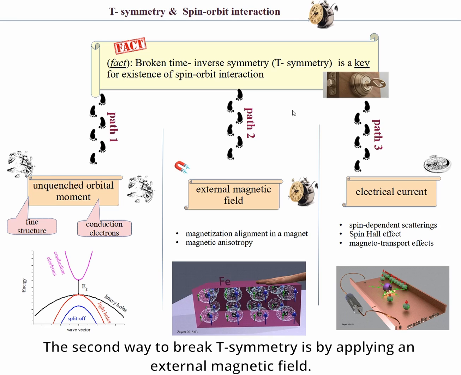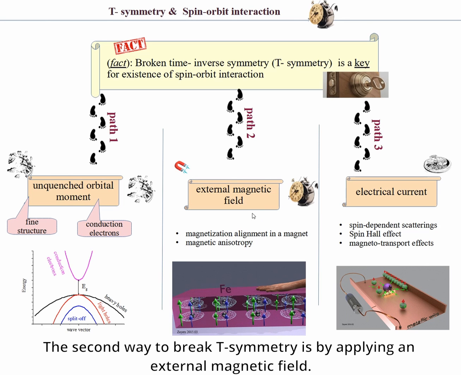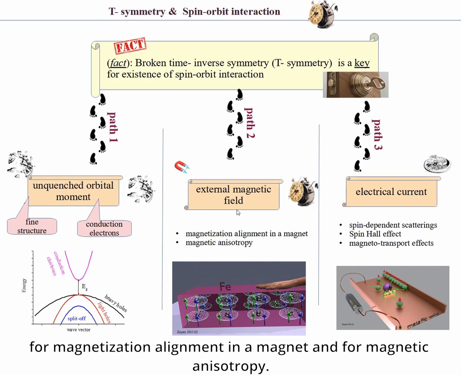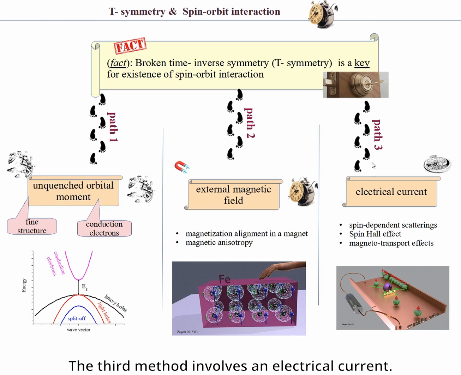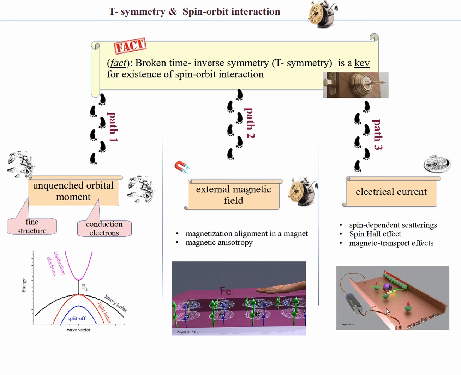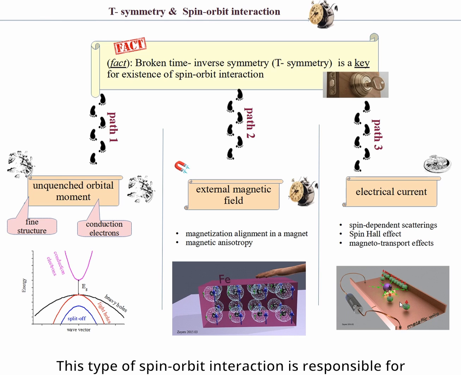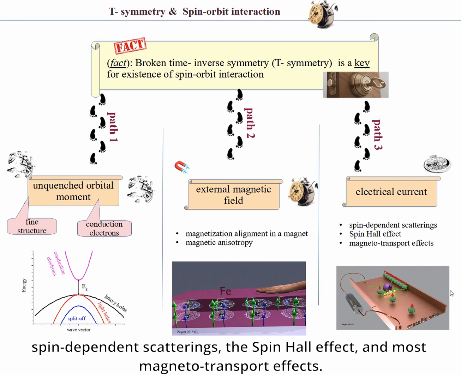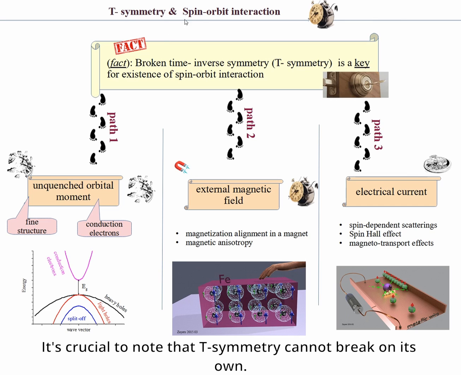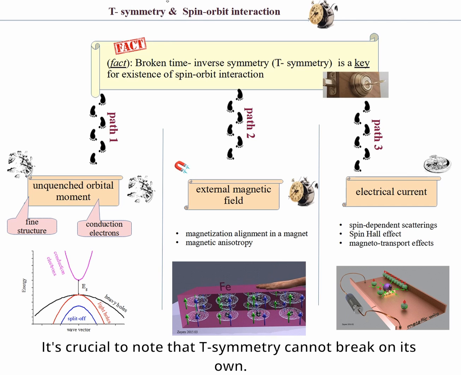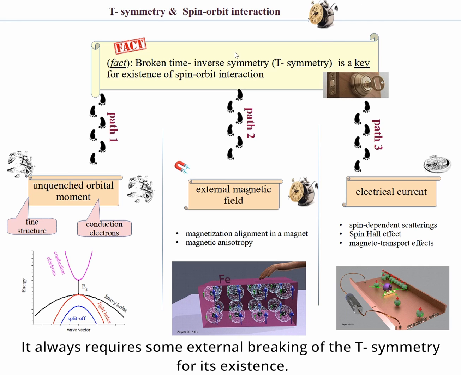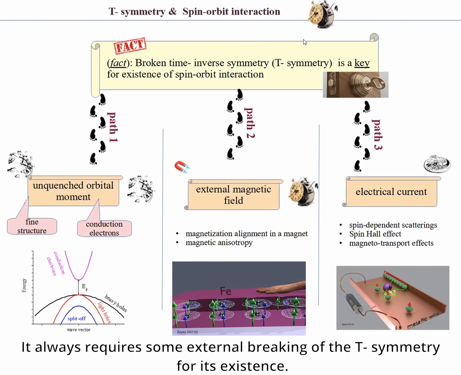The second way to break T-symmetry is by applying an external magnetic field. This type of spin-orbit interaction is responsible for magnetization alignment in a magnet and magnetic anisotropy. The third method involves an electrical current. This type of spin-orbit interaction is responsible for spin-dependent scatterings, spin Hall effect, and most magnetotransport effects. It's crucial to note that T-symmetry cannot break on its own. It always requires some external breaking of the T-symmetry for the existence of spin-orbit interaction.